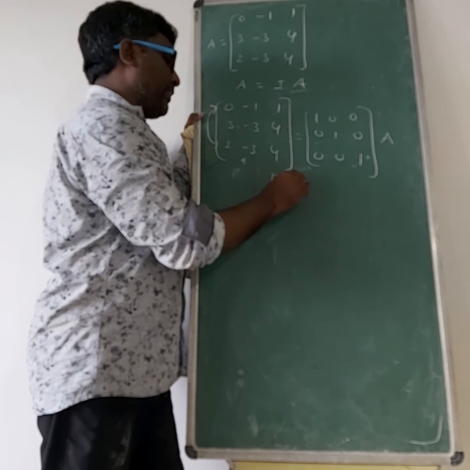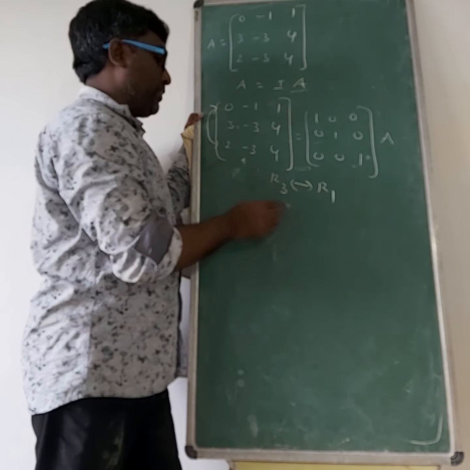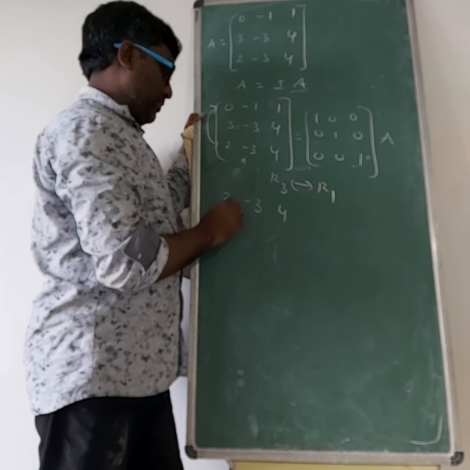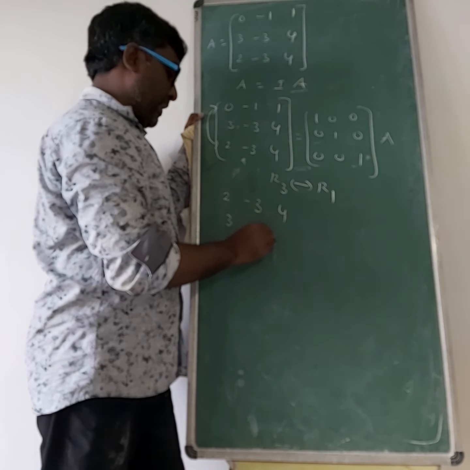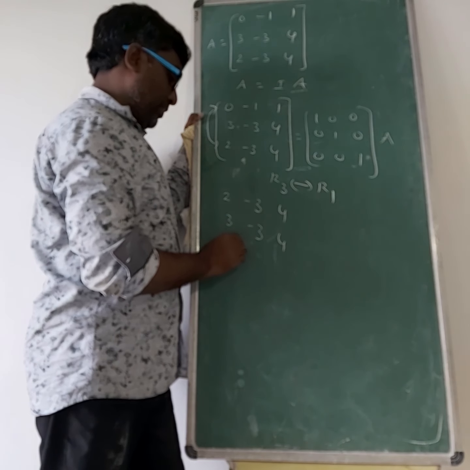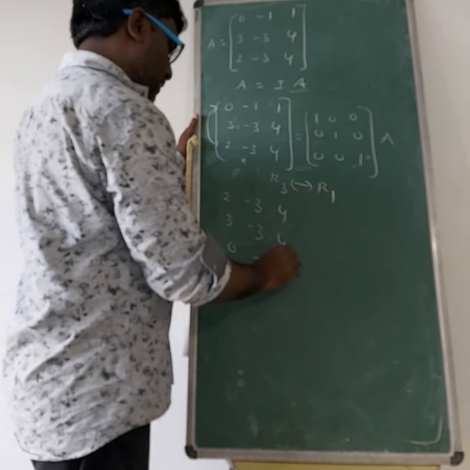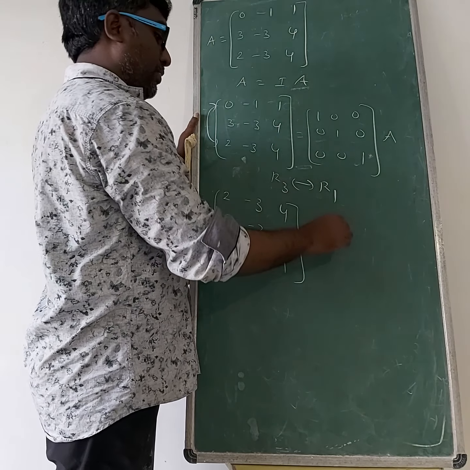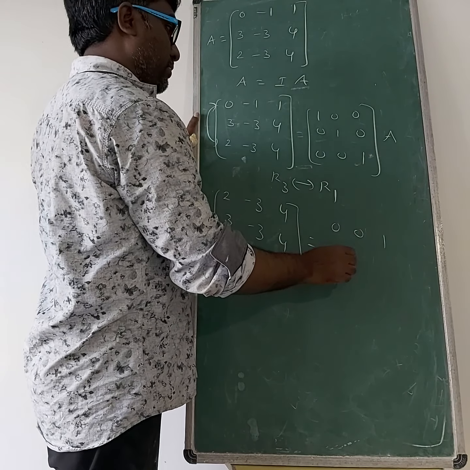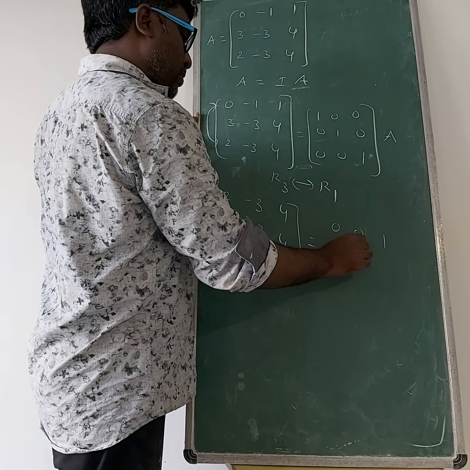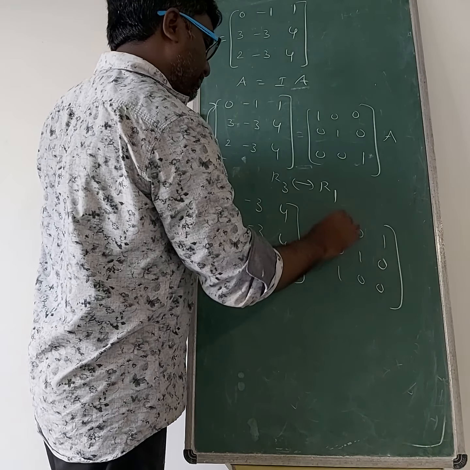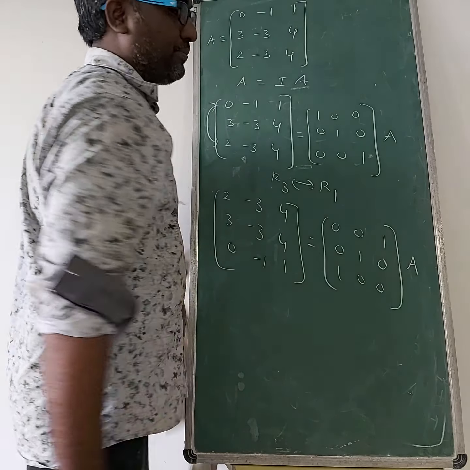R3 interchanges with R1. So here 2, -3, 4. Second row as it is, 3, -3, 4, then 0, -1, 1. Here also the same: 0 0 1, second row 0 1 0, 1 0 0, into matrix A.